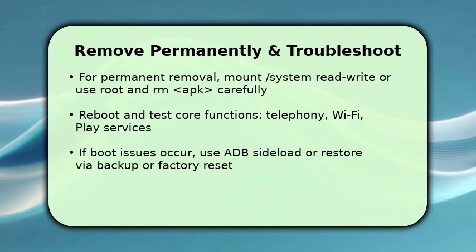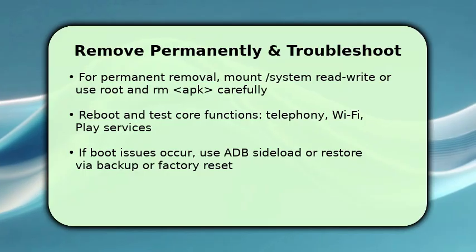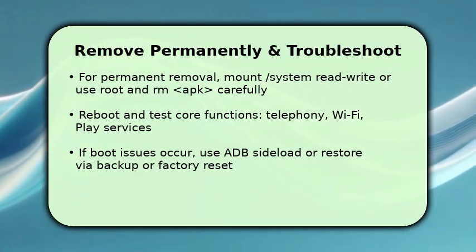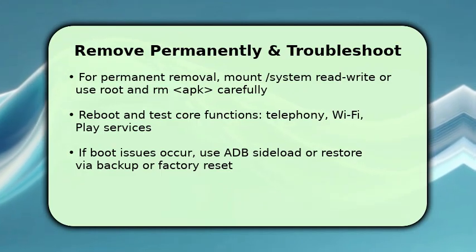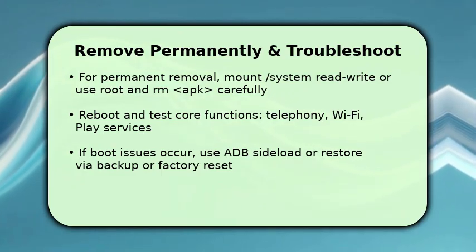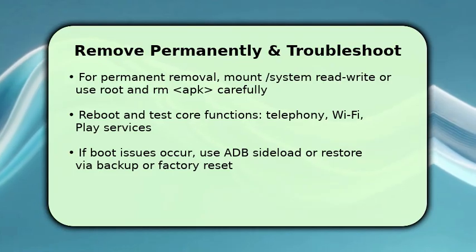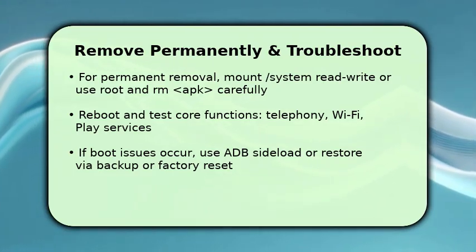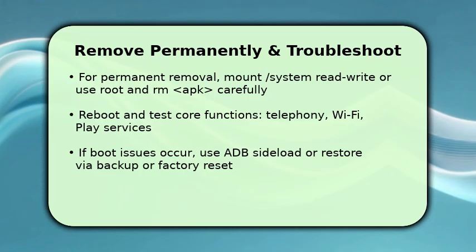Finally, perform permanent removal only after successful testing. If you have root, remount /system as read-write and delete the specific APK, or use a root-enabled uninstaller. Without root, consider editing OTA blocking XMLs or keeping user uninstall. Reboot and verify core functions like calls, Wi-Fi, and Play Services.